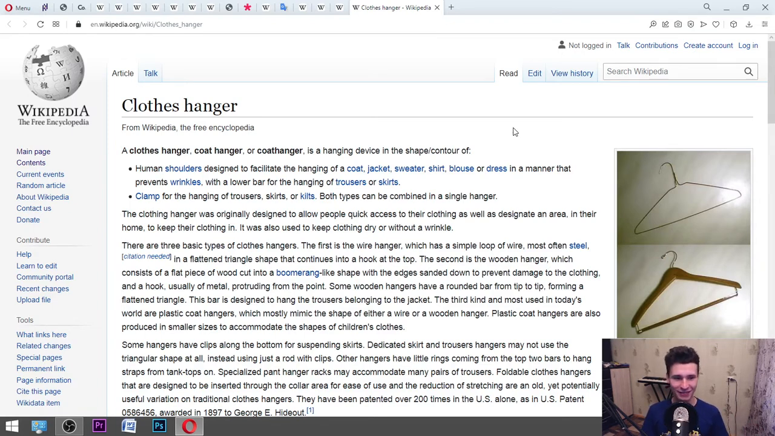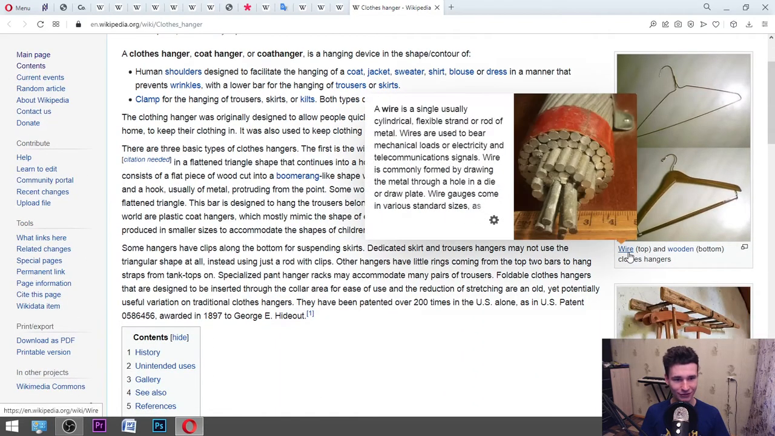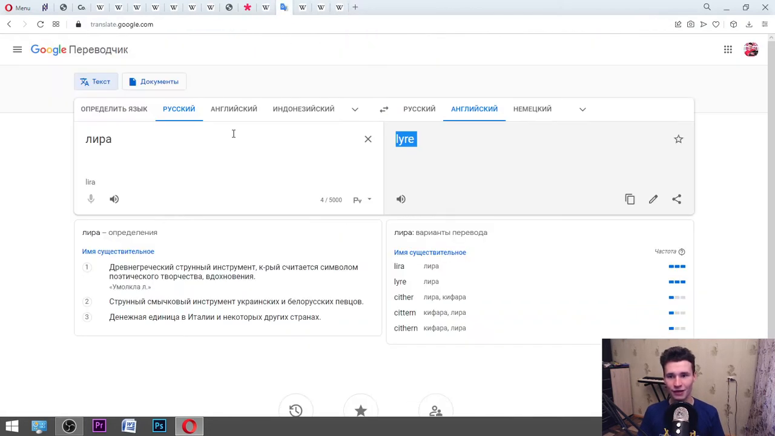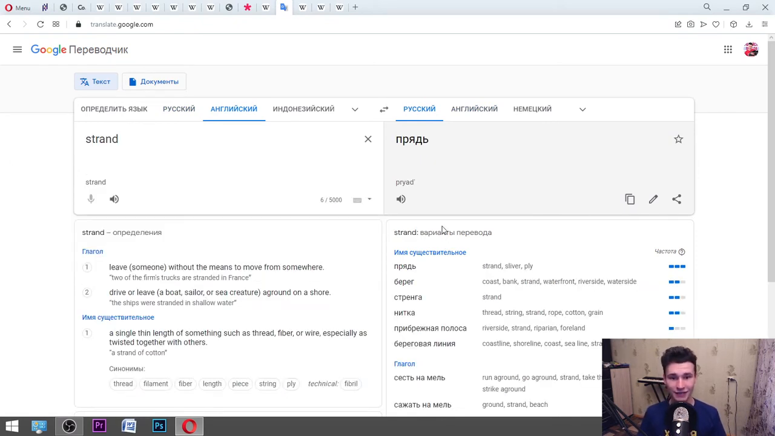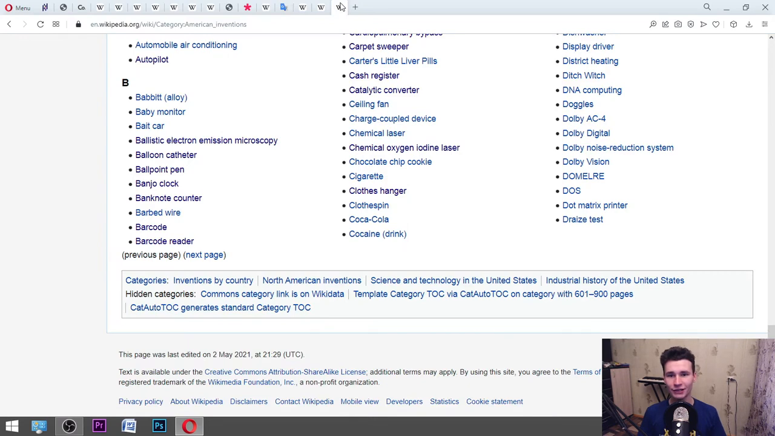the body, yes, for this wooden bottom and wire top, and we have the wire here. It is actually a single, usually cylindrical, flexible strand of rod or metal, and we also have strands of hair, yes, strand, what is it? It is прядь. Yes, exactly. Silver ply also. It is what we use, and also we use нитка. It is the thread, string, strand, rope, cotton, grain in Russian language.